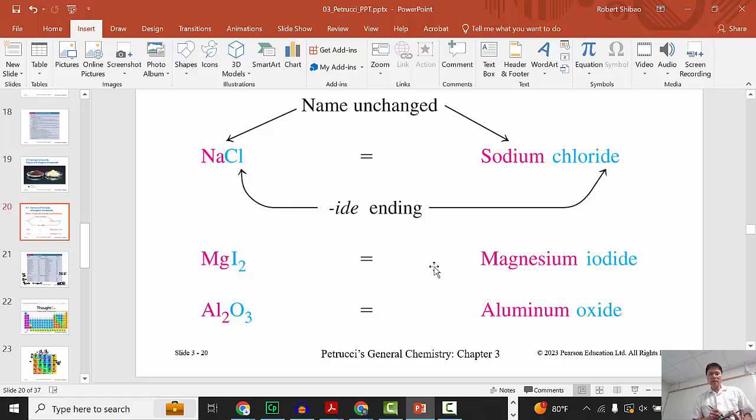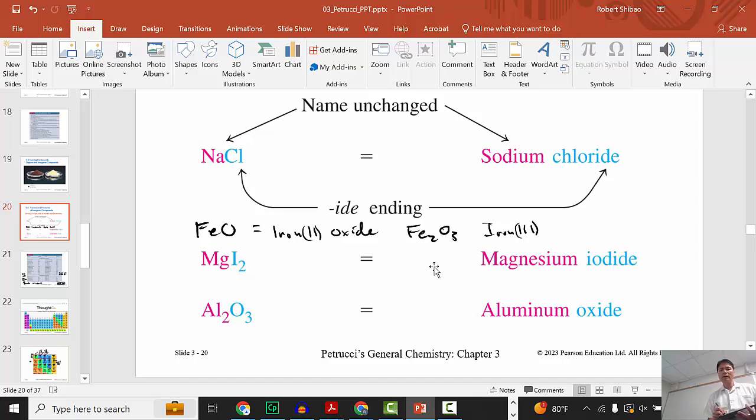Now, variable charge is going to have 2 possibilities. So let's look at iron: FeO, and then Fe2O3. The first iron oxide is going to be called what? Iron, Roman numeral 2, oxide. And the second is going to be called iron, Roman numeral 3, oxide.